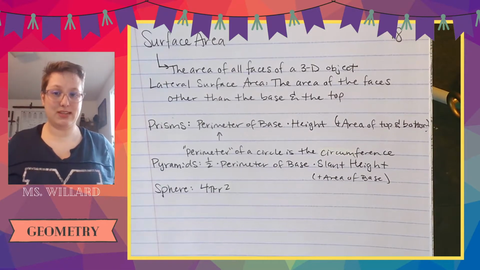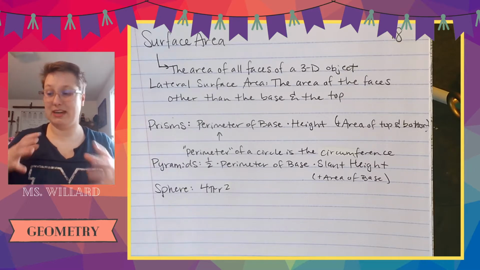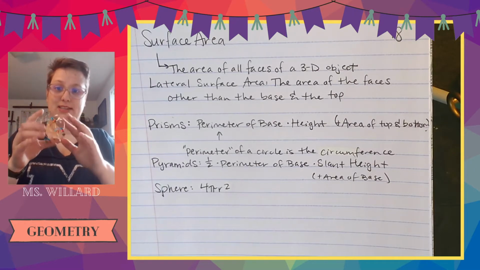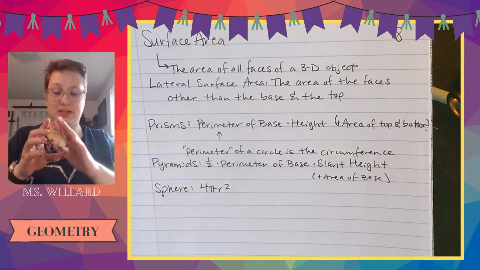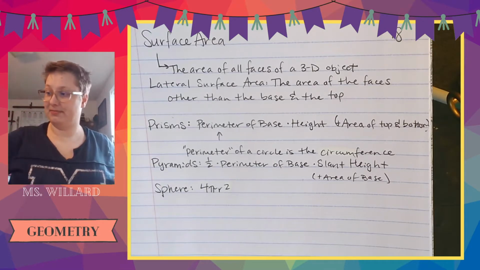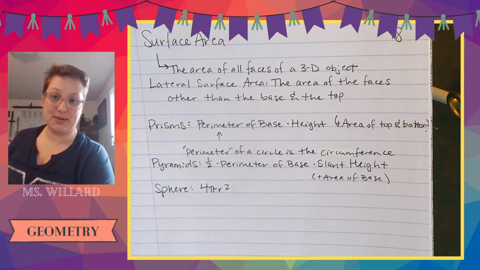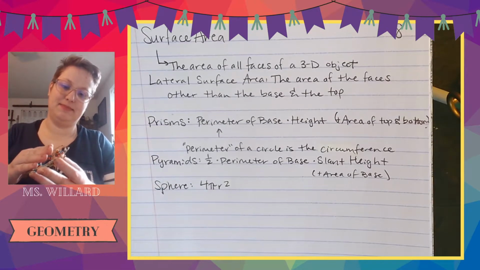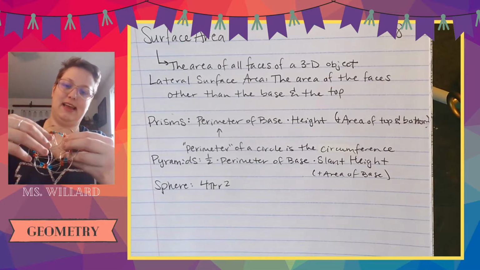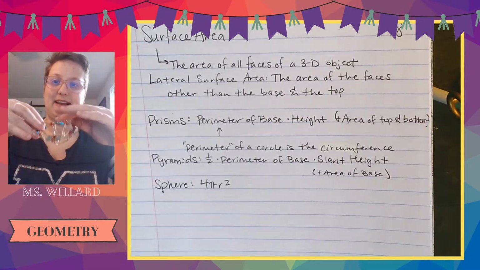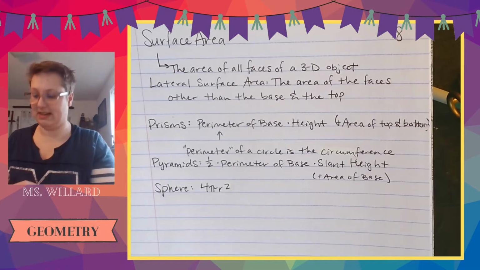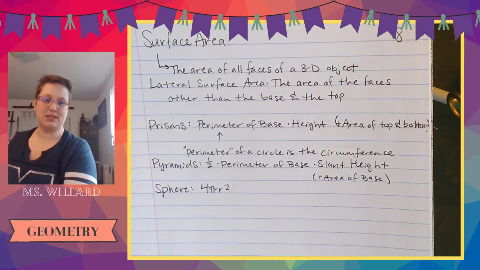Now, I want you to notice that this is the total surface area of a sphere. There's no such thing as a top or bottom in a sphere, so I won't have a lateral surface area. It's just all surface area for spheres. Unless I had a hemisphere like that, then I could have a lateral and total surface area for that.